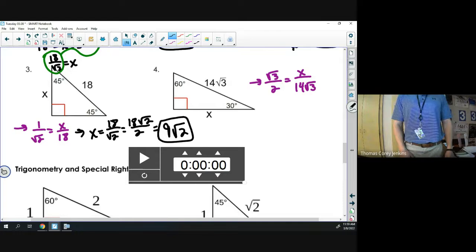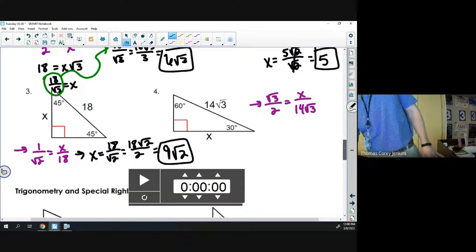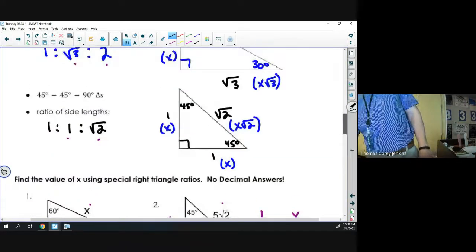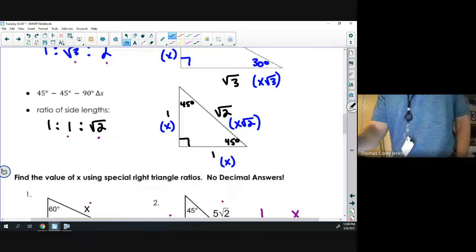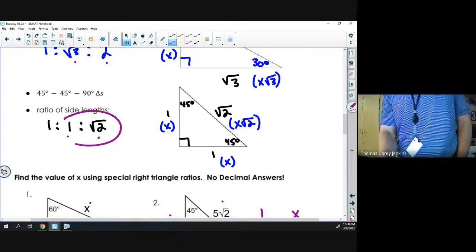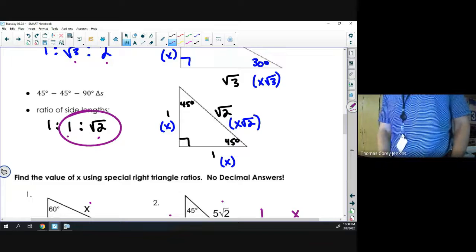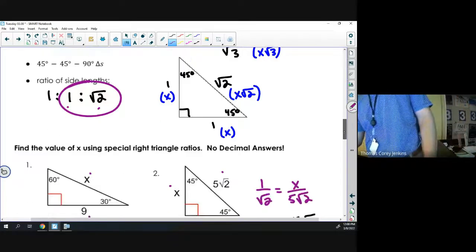Where are you getting the square root? Just from our ratios up here. So I know it's a 45, 45, 90, and then I look to see what they give me. They gave me a leg and the hypotenuse, so that is that part of the ratio. Does that make sense? Anybody got anything else? All right, nice question. Thank you.